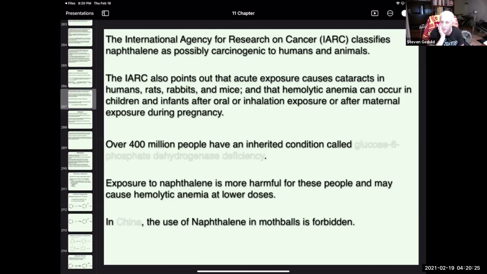Over 400 million people have an inherited condition called glucose 6-phosphate dehydrogenase deficiency. And we're getting a lot more of that in the next couple of chapters too. Exposure to naphthalene is more harmful for these people and may cause hemolytic anemia at even lower doses. In China, the use of naphthalene in mothballs is forbidden, but not in the United States. But China has forbidden it because of the type of cancers it can cause.